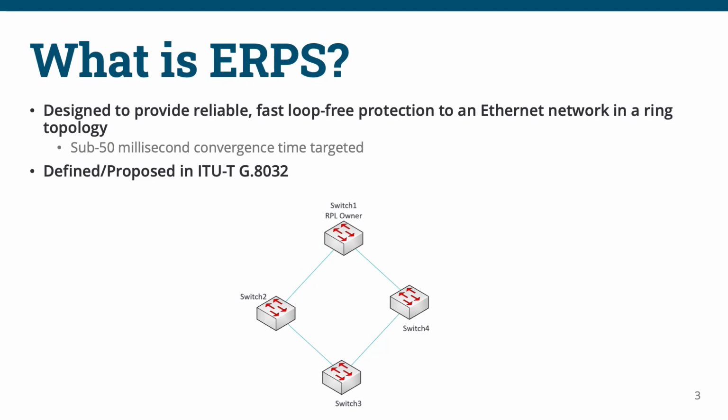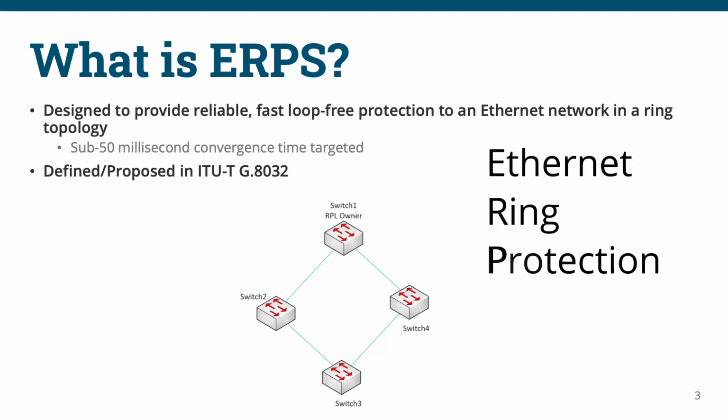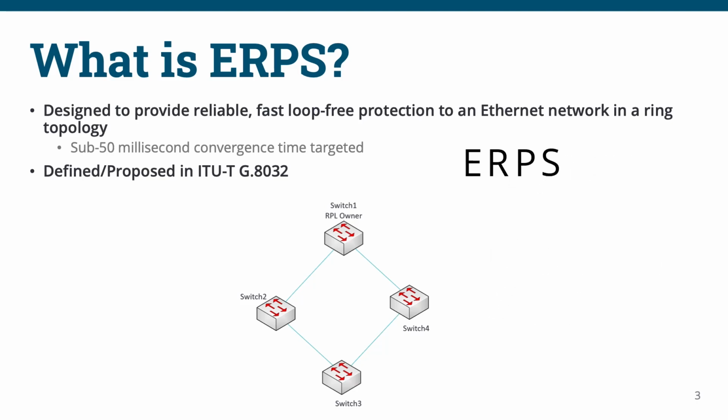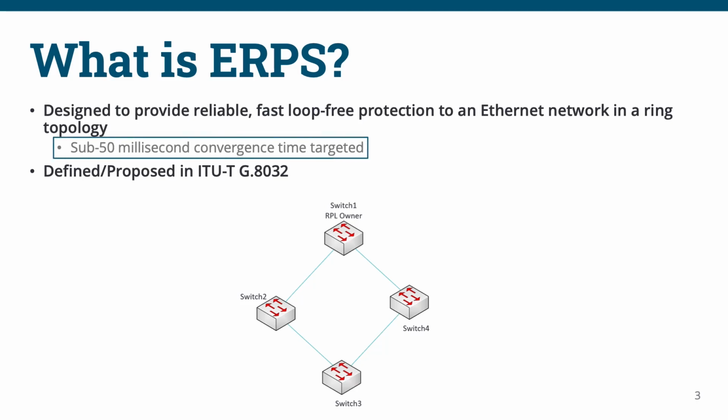In such a case, the complexities of determining a loop-free topology are largely eliminated, allowing us to use a much faster and simpler protocol, Ethernet Ring Protection Switching, or ERPS. ERPS is defined in ITU-T G.8032 and provides very reliable and very fast convergence in a ring topology. The target convergence time from a failure is 50 milliseconds.